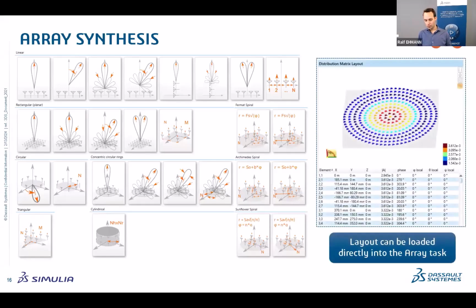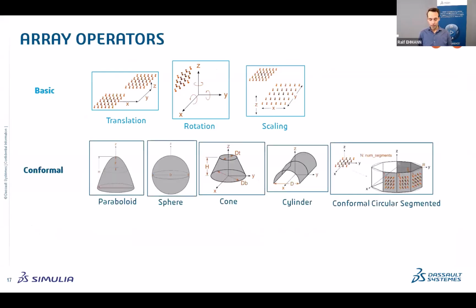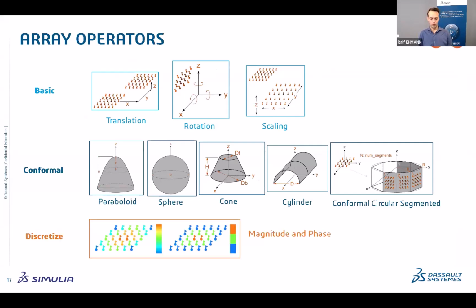And basically, once you have synthesized your array factor, you get this distribution matrix, which you export and import in this TSV format, which can be consumed quickly by the array task. Now, there's other operators as well. You can work with these layouts and translate them. You can conform them onto certain shapes when it's conformal arrays or these segmented arrays. And then, of course, as we have in the array task, also the discretization of magnitude or phase distributions.